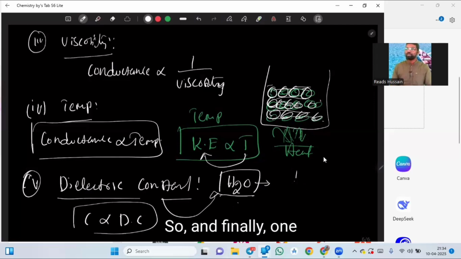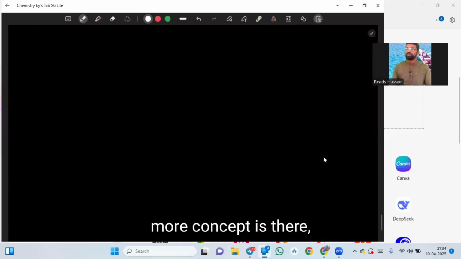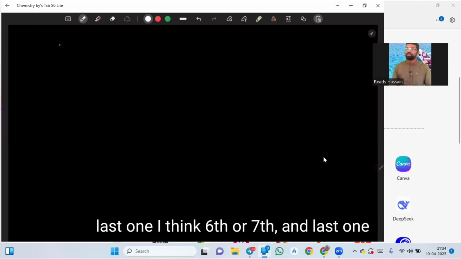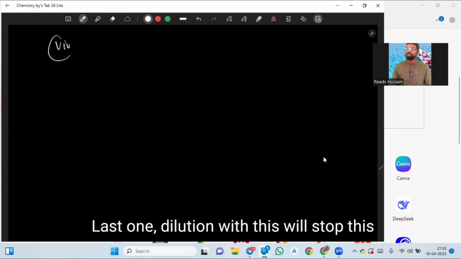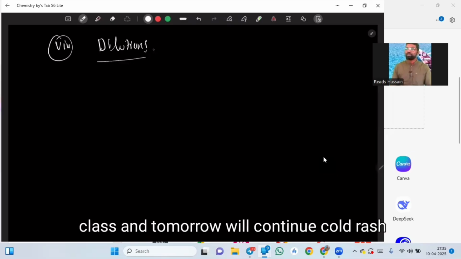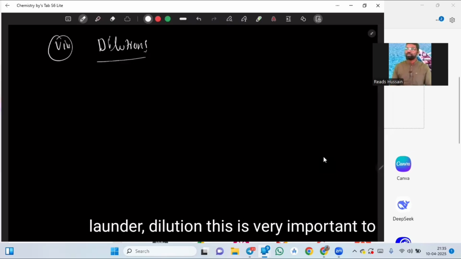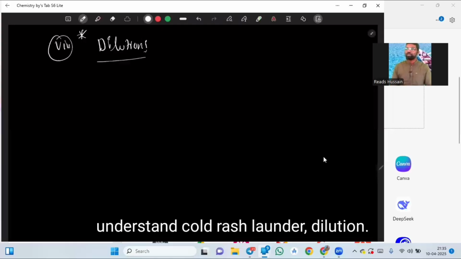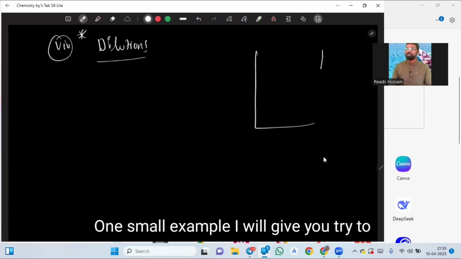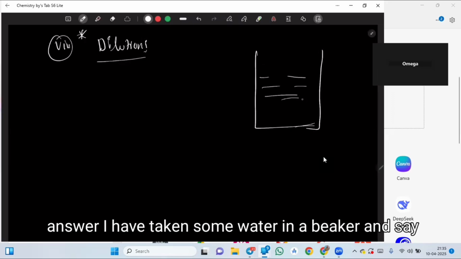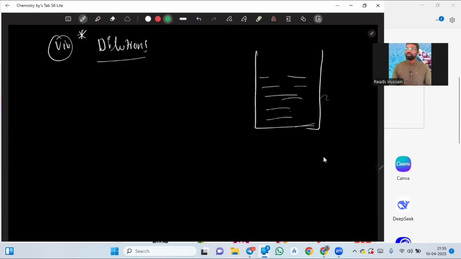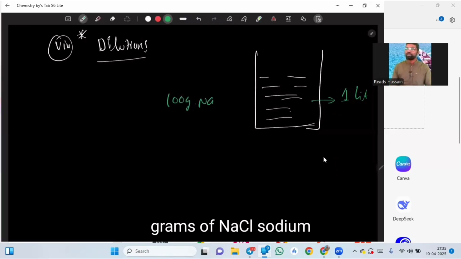And finally, one more concept. The last one, the seventh one, is dilution. With this, we'll stop this class, and tomorrow we'll continue Kohlrausch law and all. Dilution is very important to understand Kohlrausch law. One small example I'll give, you try to answer. I have taken some water in a beaker, say 1 liter of water, and I put some 100 grams of NaCl, sodium chloride, into this.